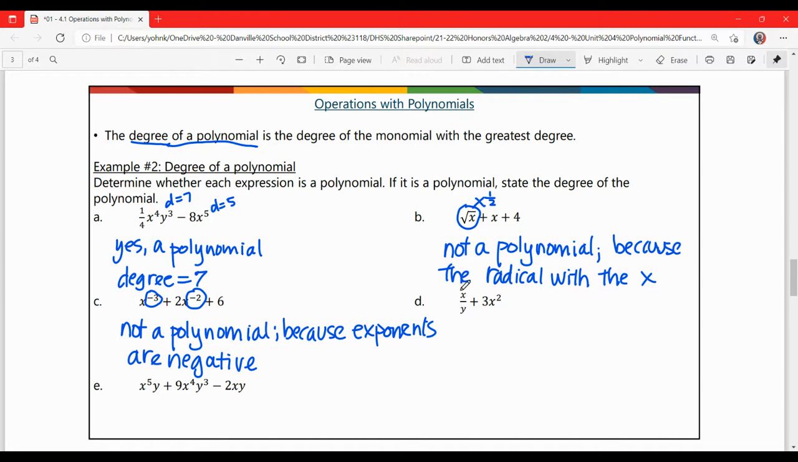All right, letter C, x divided by y plus 3x squared. Well, we now know that x divided by y is the same as xy to the negative 1. That has a negative exponent, so this is not a polynomial, because the exponent is negative.